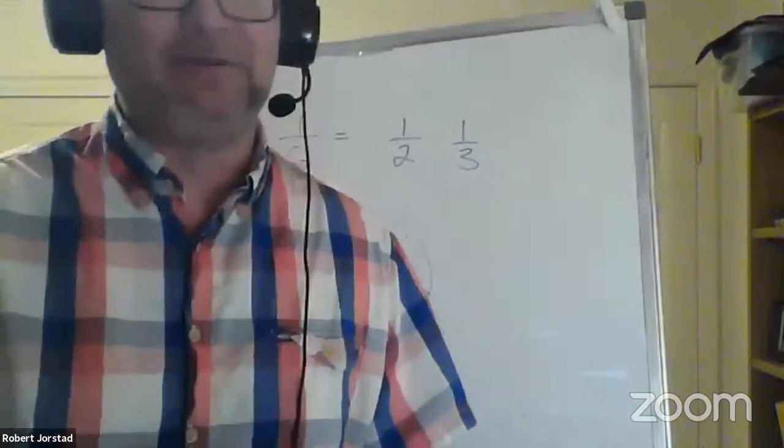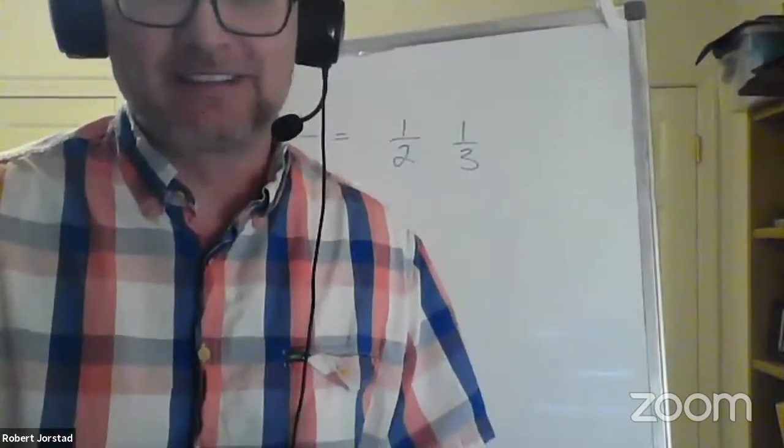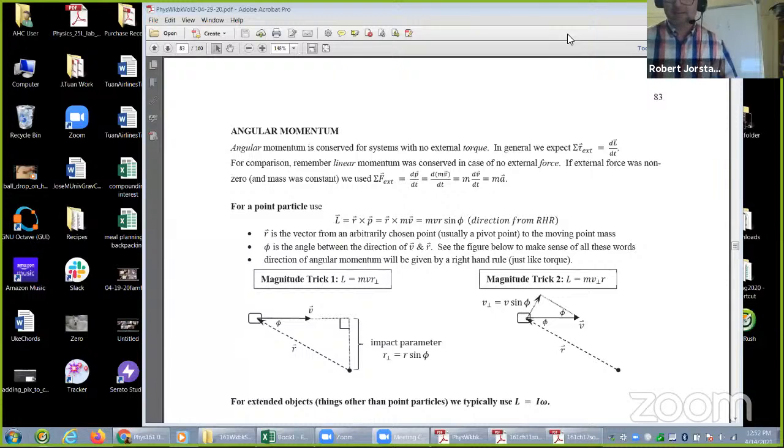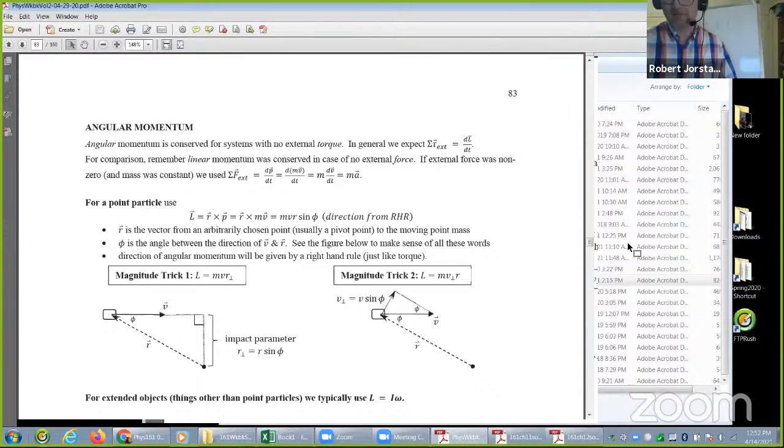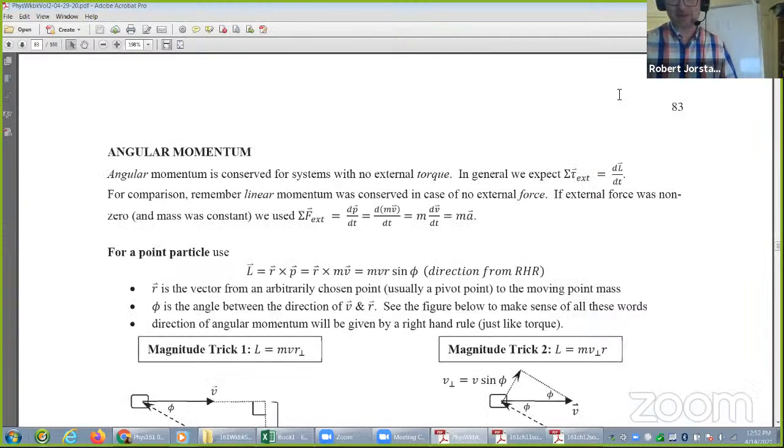All right. So we are talking about angular momentum. In the words of Allen Iverson, are we talking about practice? I guess we are. So man, I'm losing it. It's been a long semester.